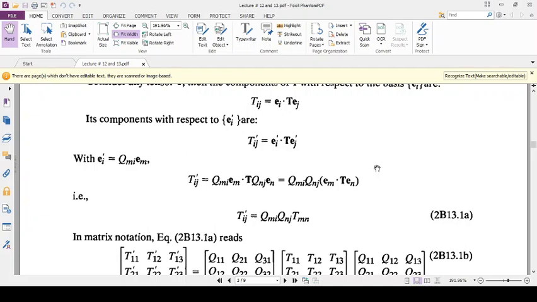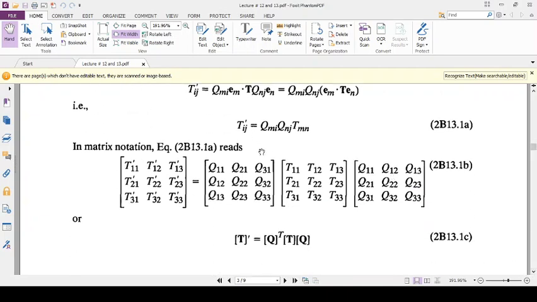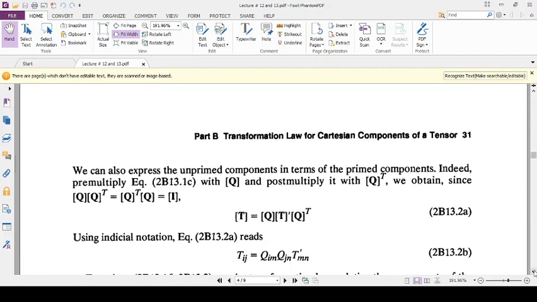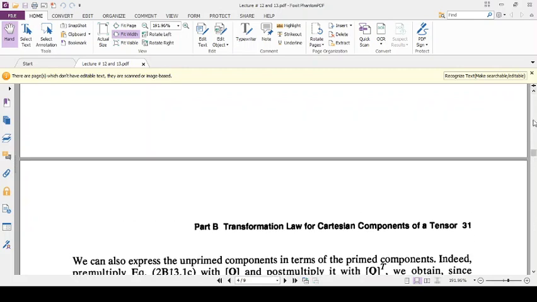Now this is the transformation law for the components of a tensor: if you have components of tensor T with respect to basis ei, then with the help of 2b13.1a you can have components of tensor T with respect to basis ei dash. 2b13.1b is the matrix form of 2b13.1a, and then again 2b13.1c, so you can move back from dashed to undashed.